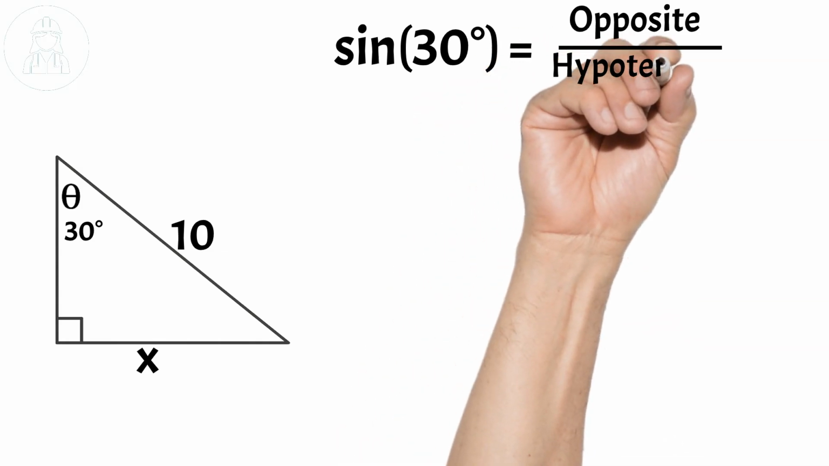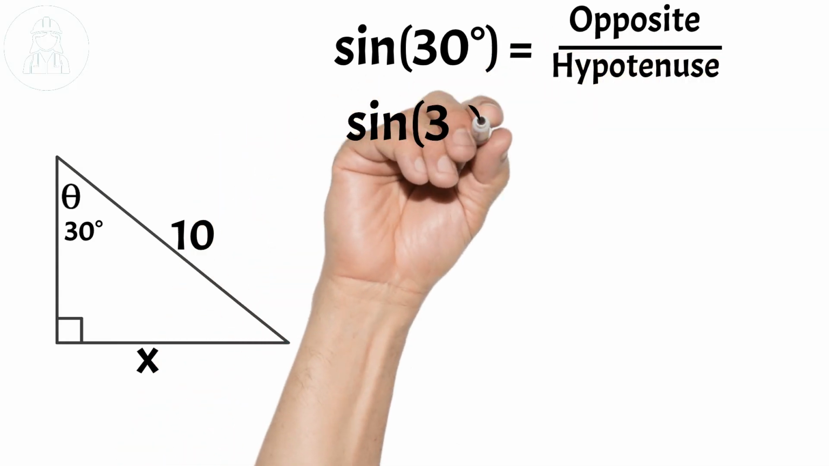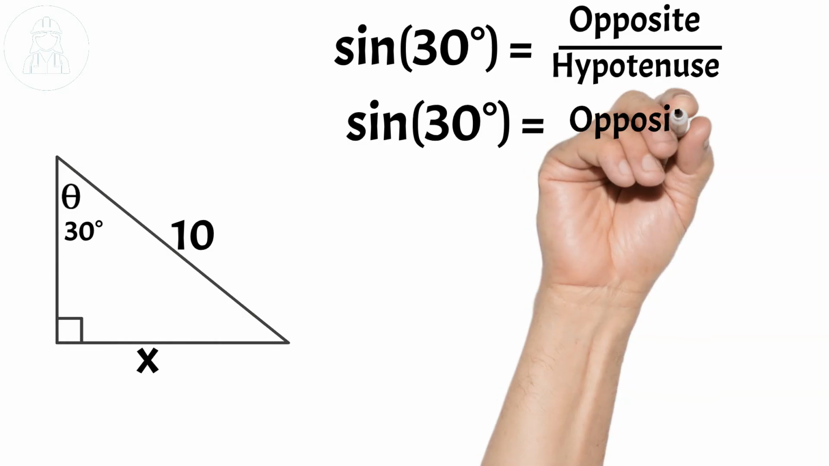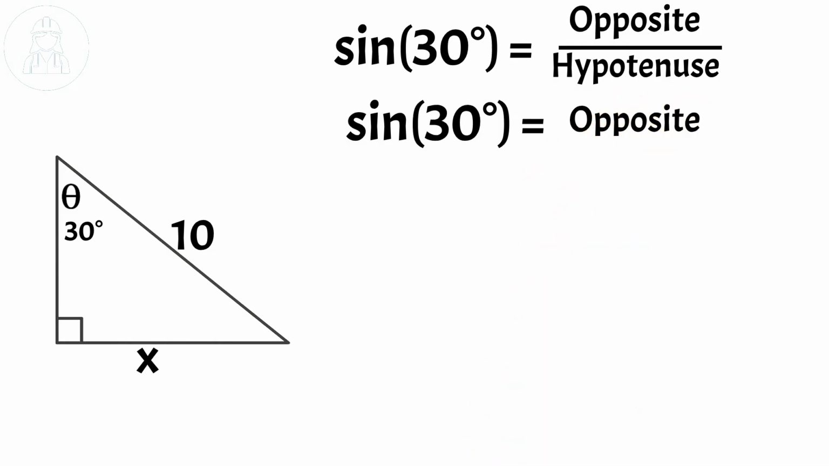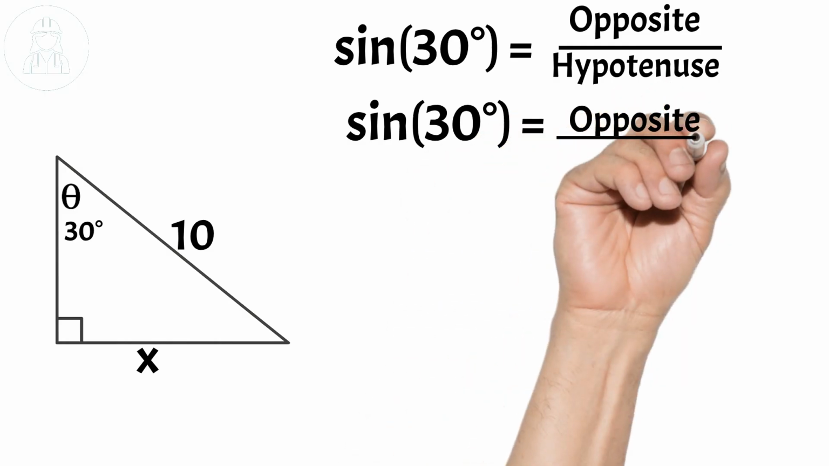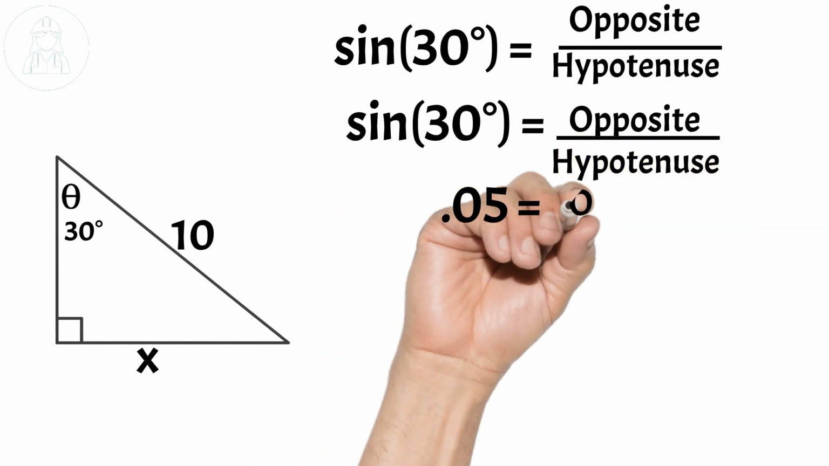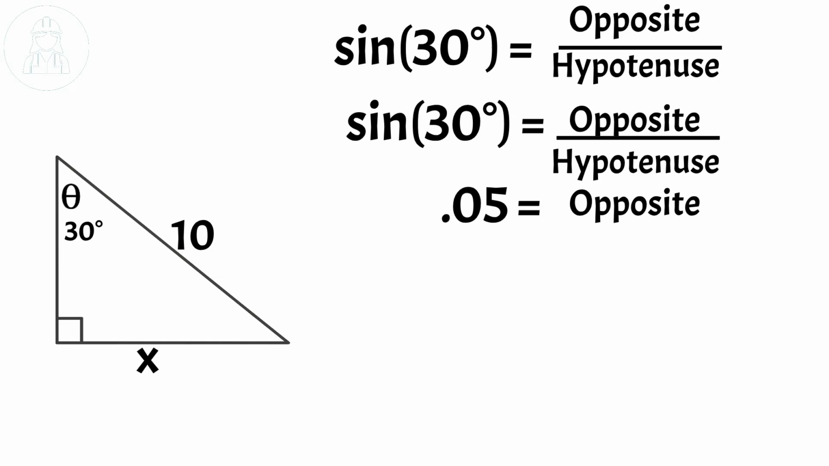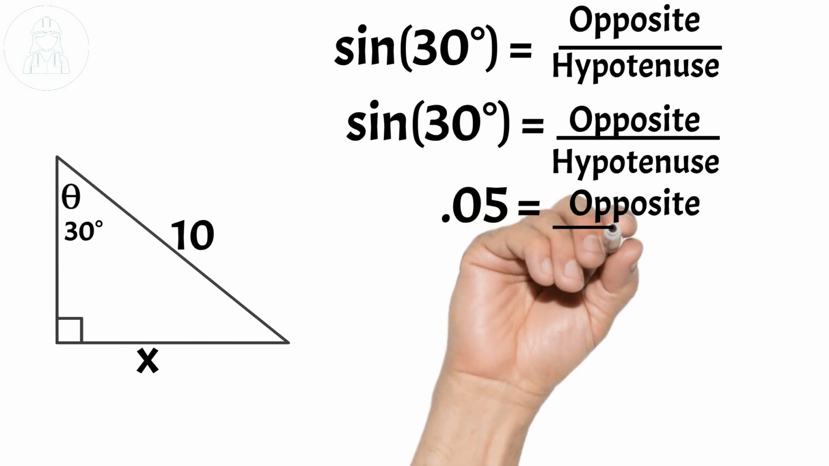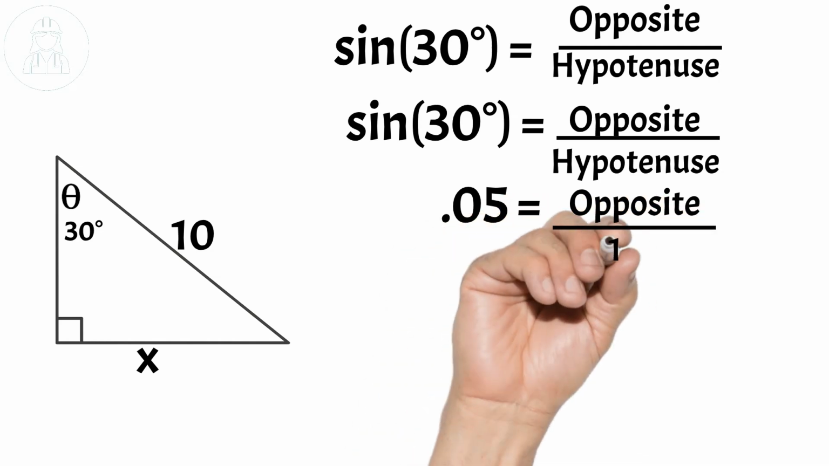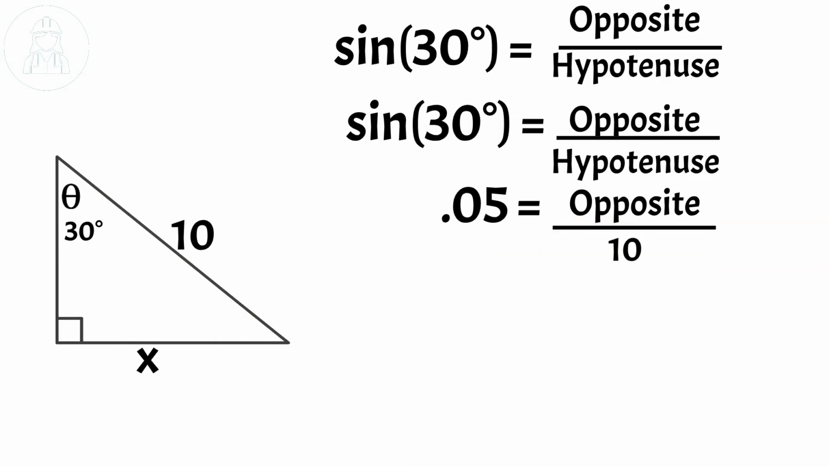Line up your problem algebraically. Sine of 30 degrees equals opposite over hypotenuse. Now calculate the sine of 30 degrees and you get 0.05. So we now have 0.05 equals opposite over, what is our hypotenuse? 10, right. Our next step is to isolate the unknown, which is the opposite.